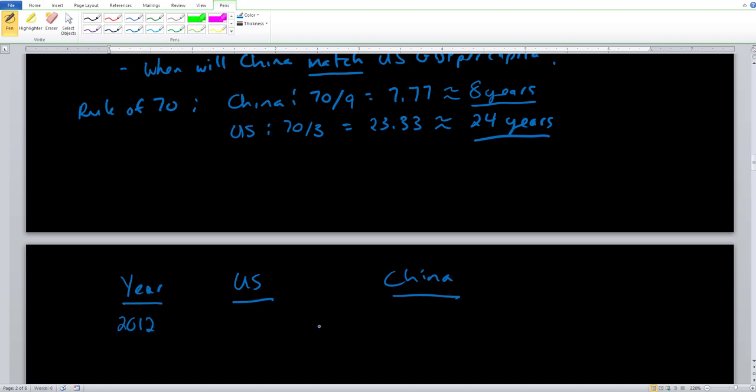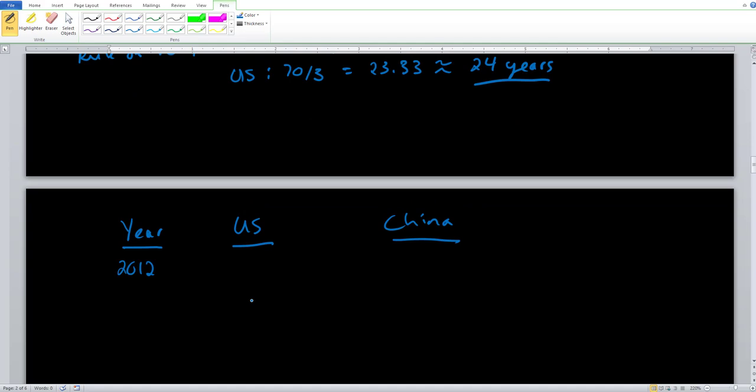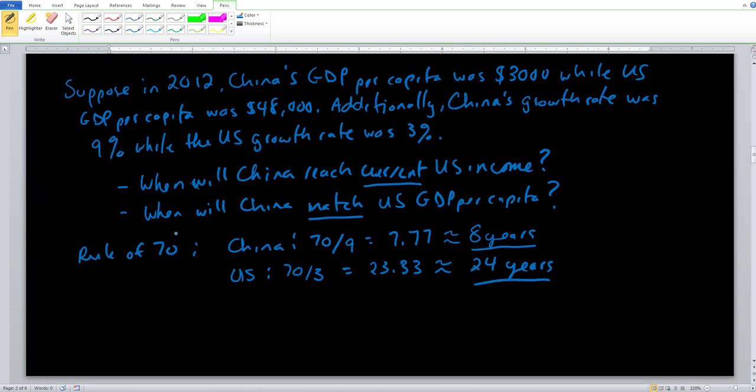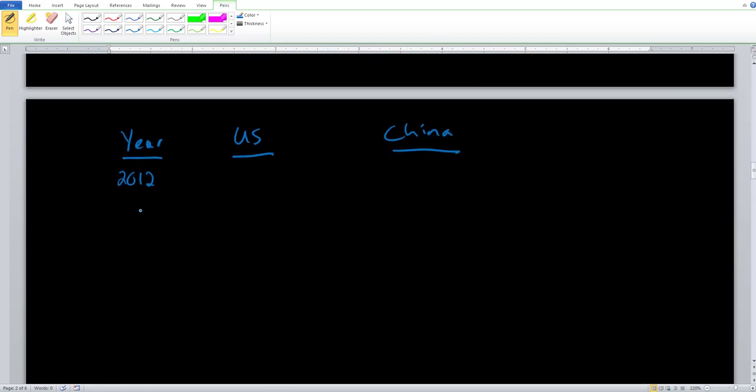And the easiest way to build up the year column is to take a look at our rule of 70 calculations and take the lesser amount of these 2 years and just start adding it up to the year column. Out of these two, the lower of these two numbers, 8 or 24, is going to be 8 years. So we just want to go ahead and keep on adding 8 years to our year column. So 2012 plus 8 years is going to be 2020. 2020, add another 8 years, 2028, and then you just keep on adding years.